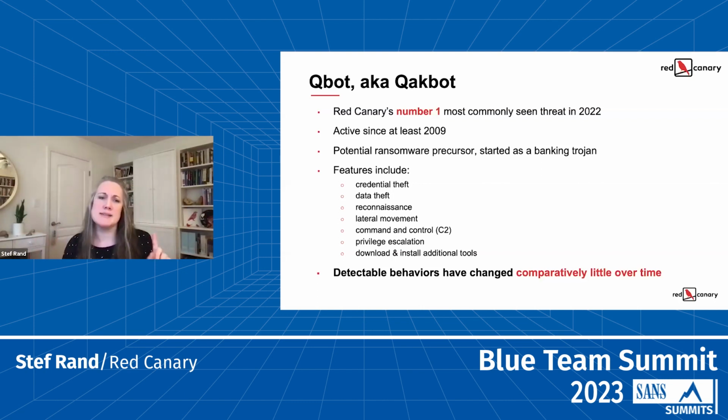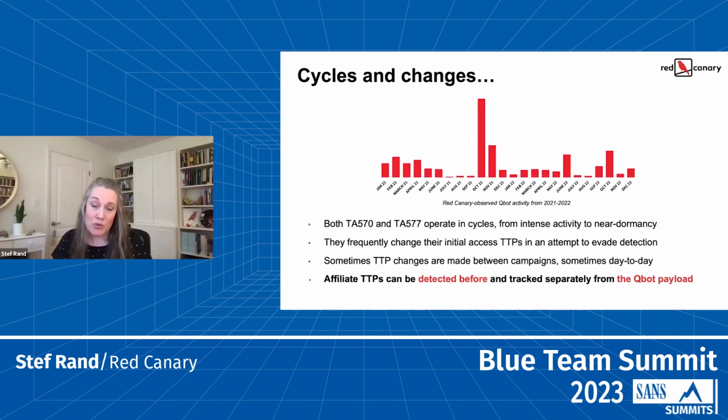And the thing about Qbot is that Qbot itself, so we're talking about really splitting these things apart, the thing that loads Qbot from Qbot. Qbot has changed comparatively little compared to the loaders that are used to deliver it. The loaders, however, have gone through a lot of cycles and a lot of changes. So this is looking at Qbot activity over the last couple of years. So we can kind of track TA570 and TA577 campaigns with the amount of Qbot that we're seeing. Although we have started tracking these as distinct now, which is, I think, going to be really, really useful.